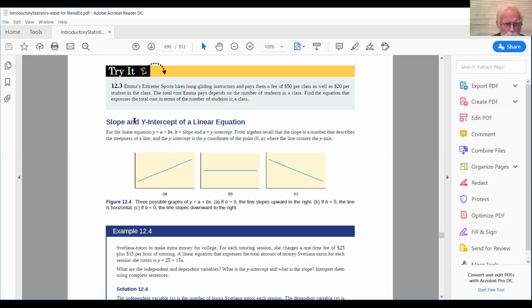Anytime you have the y-intercept and the slope, you can calculate a straight line. All you need is 2 points on a straight line. And your equation, y equals a plus bx, we know what a is. That's the place that it crosses the y-axis. So that's 1 point.